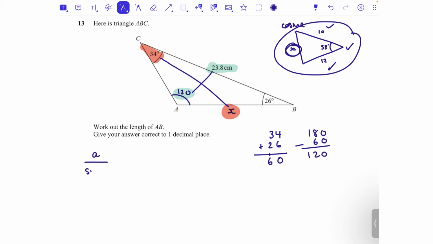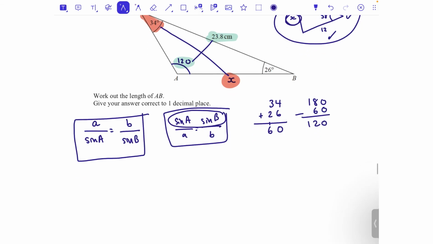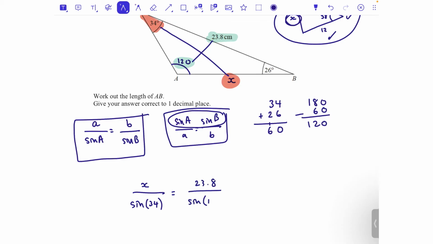It can either be a over sine A equals b over sine B, or it can be sine A over a equals sine B over b. If you want angles, those are the angles with the capital letters, so we would use it that way up. But because here we want a side, we're going to do it this way up. Okay, so I'm going to put X over sine 34, that's my first pair, equals 23.8 over sine 120.